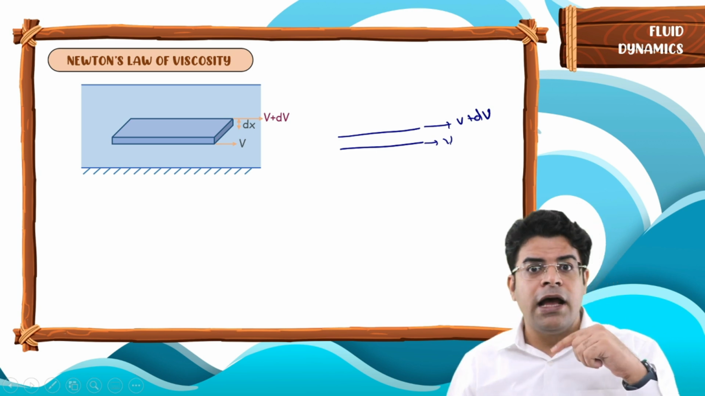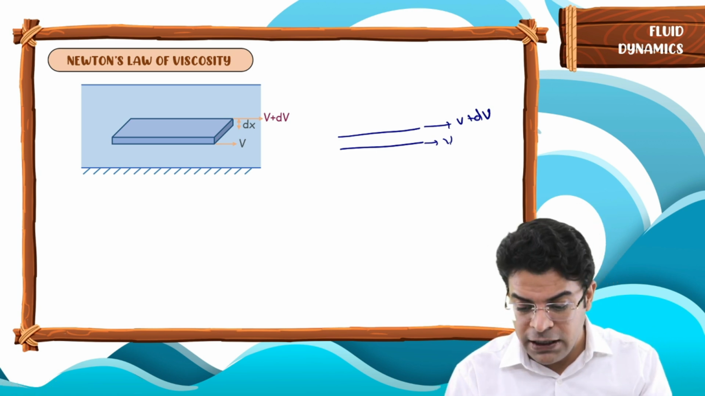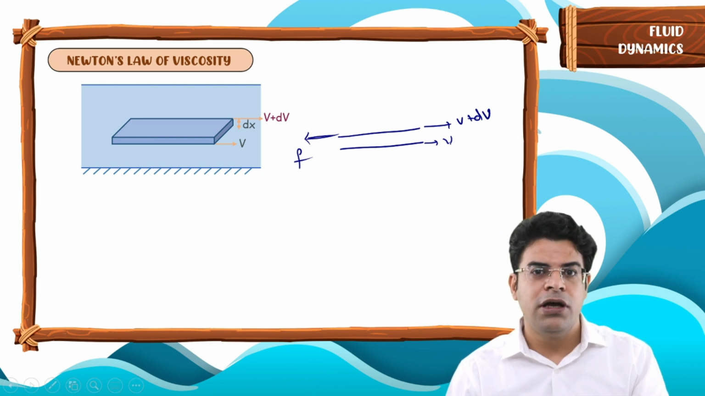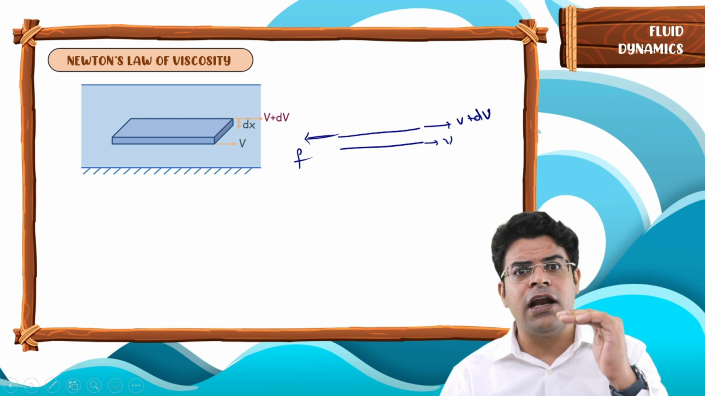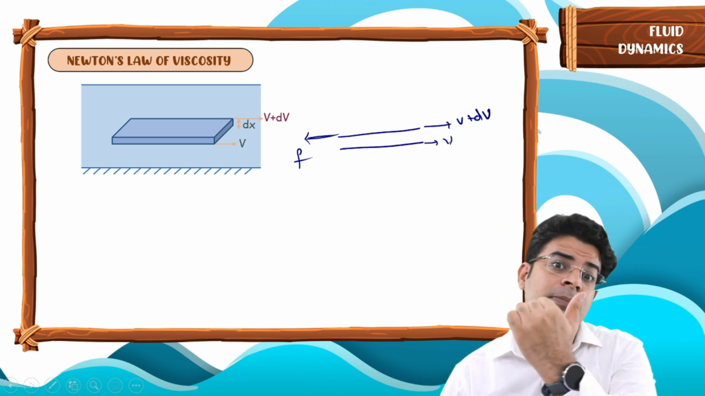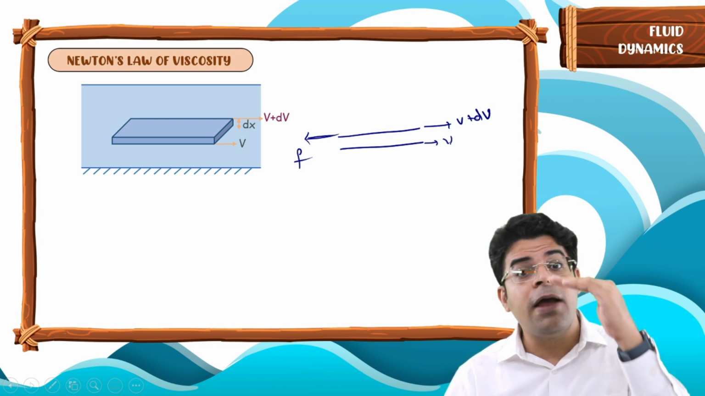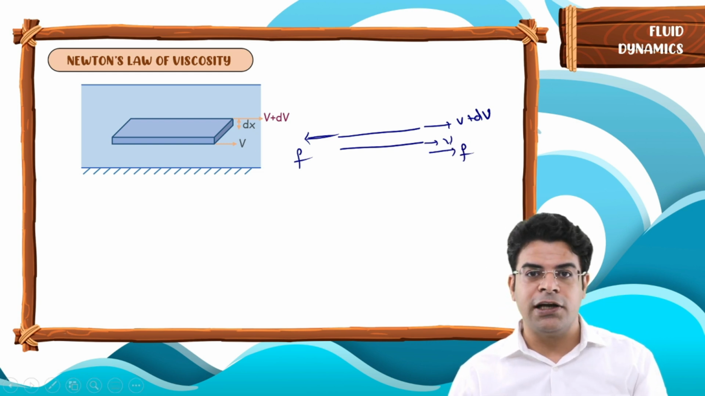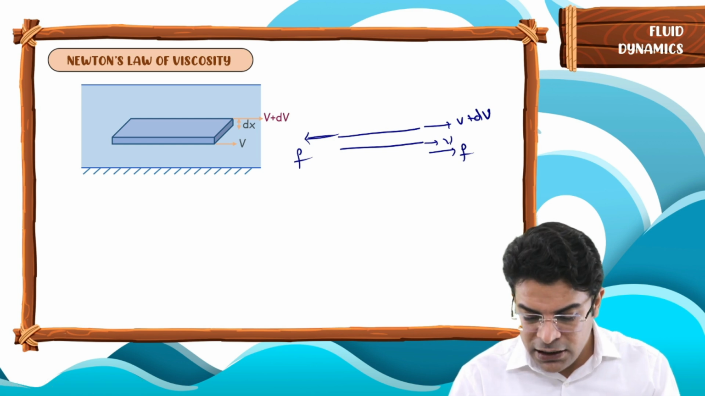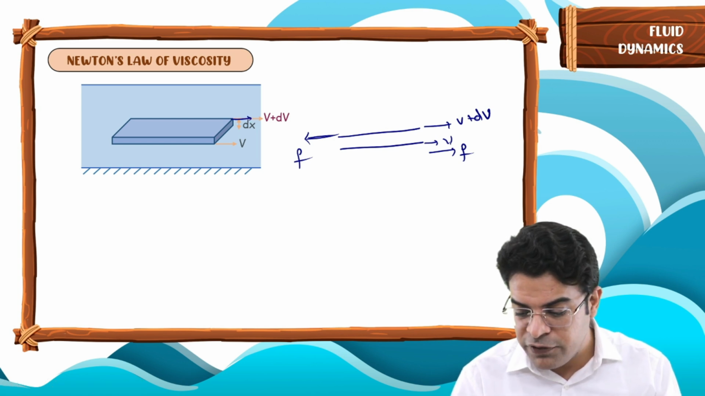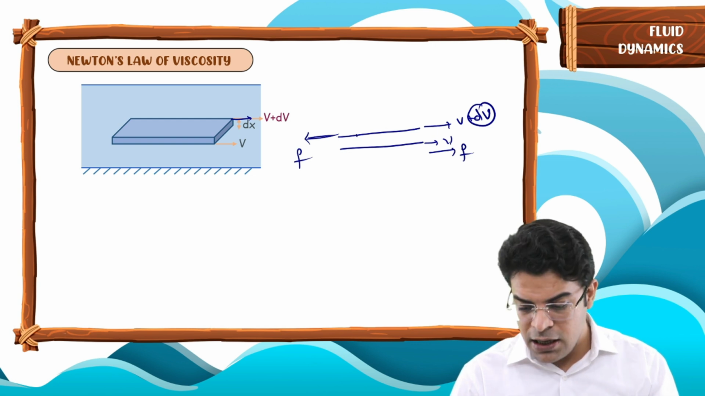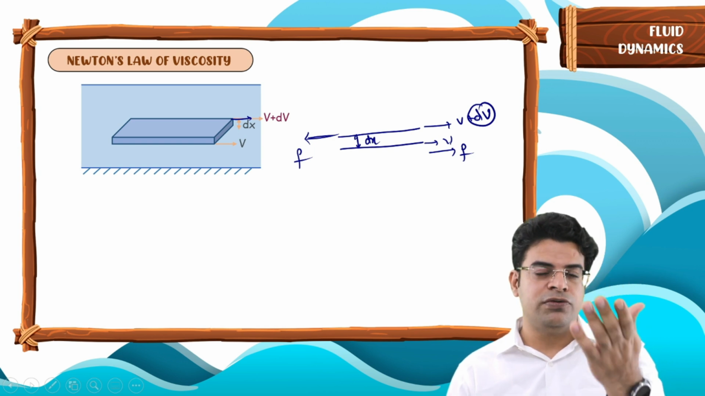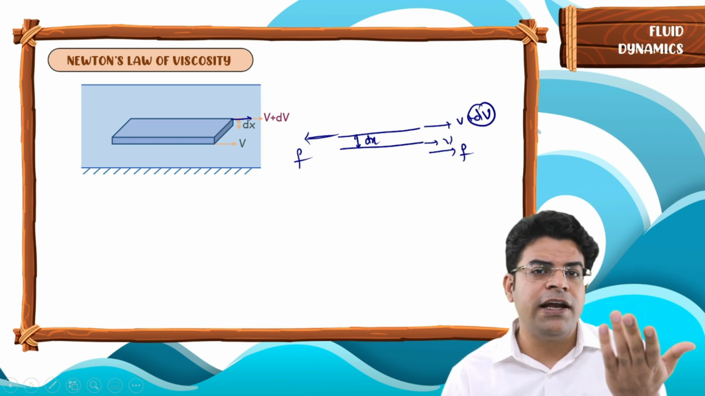So the lower layer applies a viscous force on the upper layer in the backward direction, so as to oppose the relative motion between the layers. And by Newton's third law, if the lower layer applies a viscous force on the upper layer in the backward direction, the upper layer will apply a viscous force on the lower layer in the forward direction. Same magnitude, opposite direction. Now since there is a velocity differential of dv in a distance dx, we say a velocity gradient is produced. What is gradient? The rate of change of anything with respect to length.